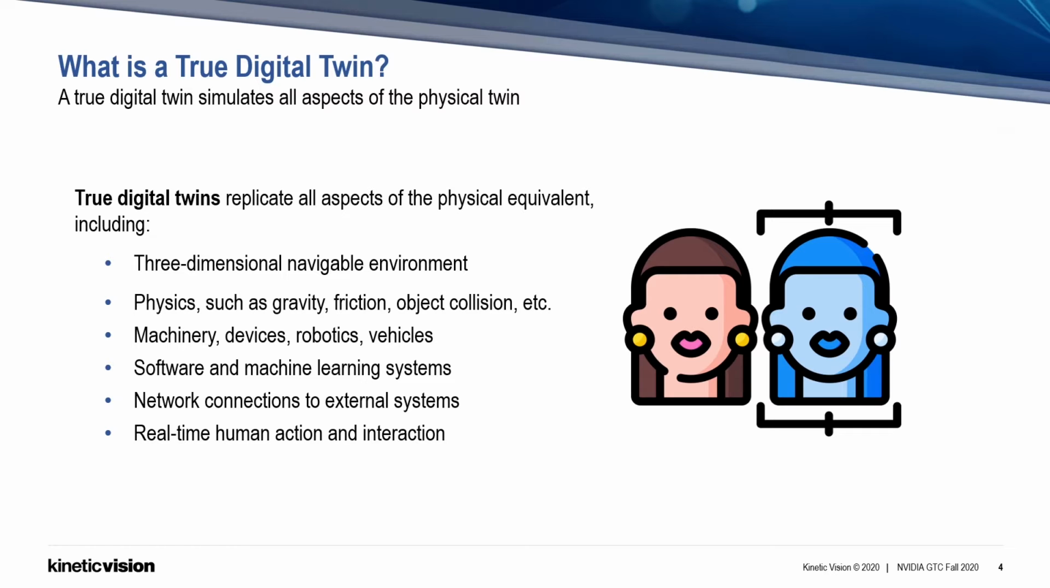True digital twins replicate all aspects of the physical equivalent, including the three-dimensional environment, physics, machinery, robotics, vehicles, and other devices, software and machine learning systems, connections to external networks, and importantly, human action and interaction.